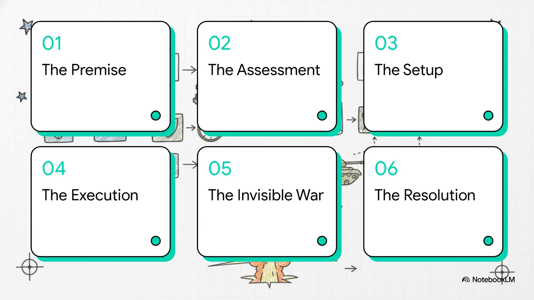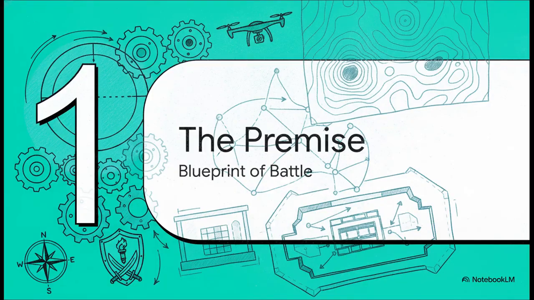Here's our strategic syllabus for today. We're going to hit 6 key areas: the premise, the assessment, the setup, the execution, the invisible war, and finally, the resolution. Let's get right to it. Starting off with Section 1, the premise, or the blueprint of battle.